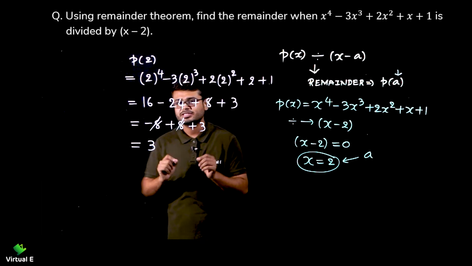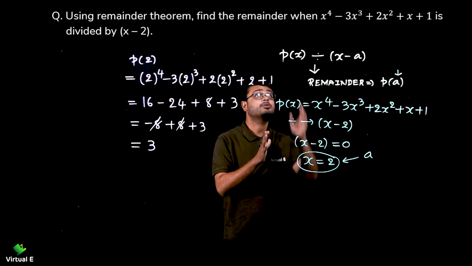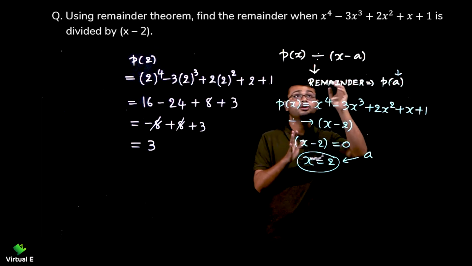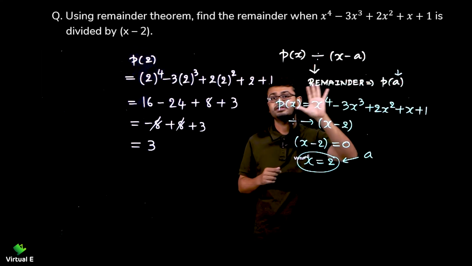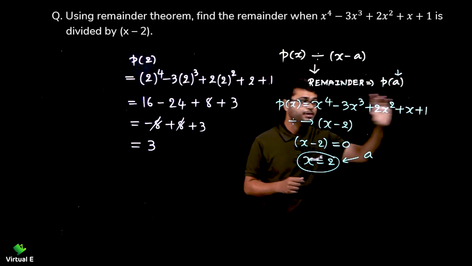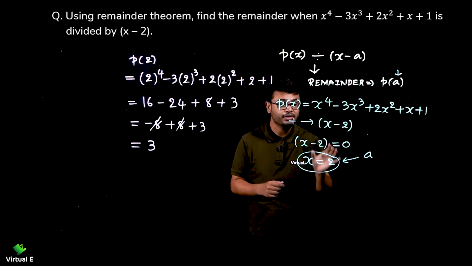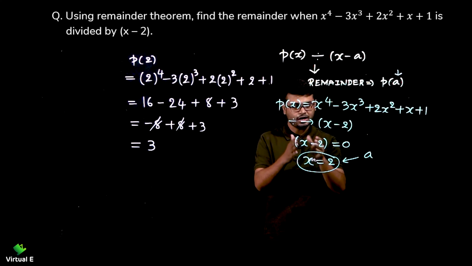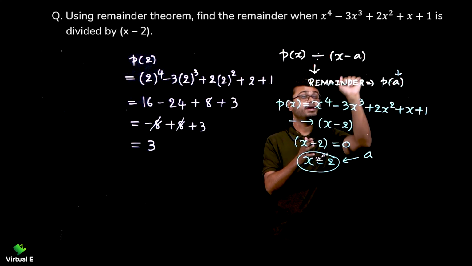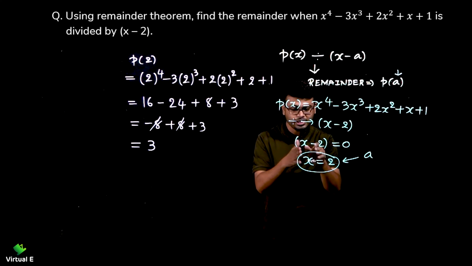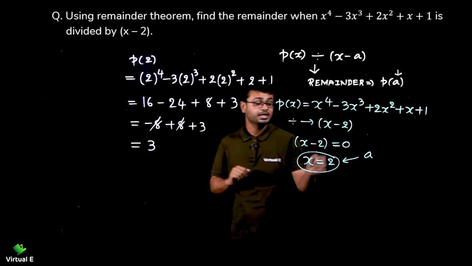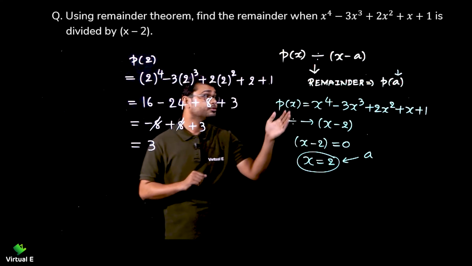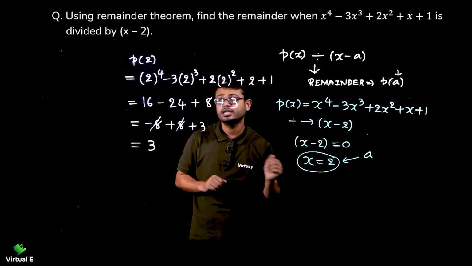So let's repeat the steps we did. The remainder theorem is about p(x) divided by another polynomial. What you need to do is just find p(a), and that will be the remainder. So we have the p(x) over here, and we have another polynomial that we are dividing with. Now you need to find the value of a. For that, you equate the other polynomial to 0, so we get the value of x. Now that same number you need to substitute into the polynomial.